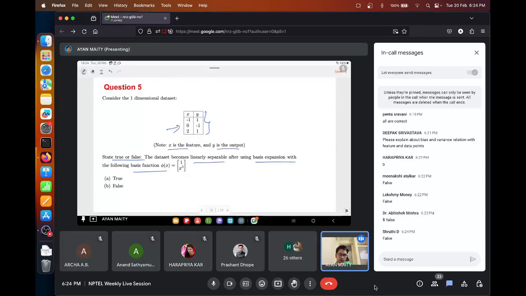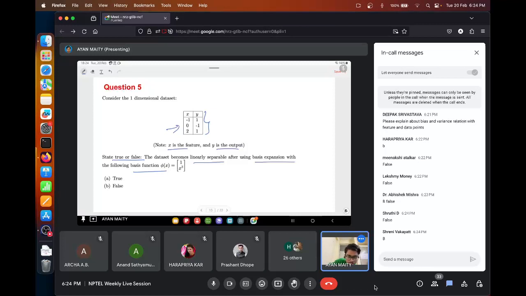Shruti is also saying false. Shreni Bhagat is saying B, which is false.